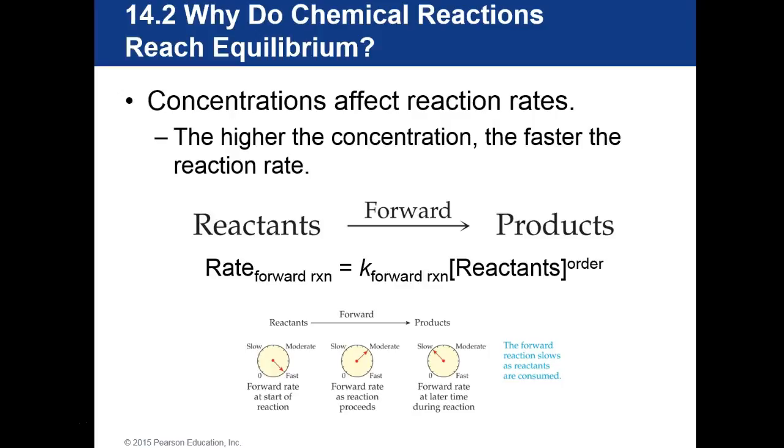The concentrations affect these reaction rates. The higher the concentration, the faster the reaction rate. So with the reactants going in a forward manner to products, the rate of the reaction is equal to the concentration of the reactants to the order. So down here we see the reactants and the forward products. It is a fast rate at the start. We've got a moderate forward rate as the reaction proceeds, and it begins to slow down as the reactants are consumed.